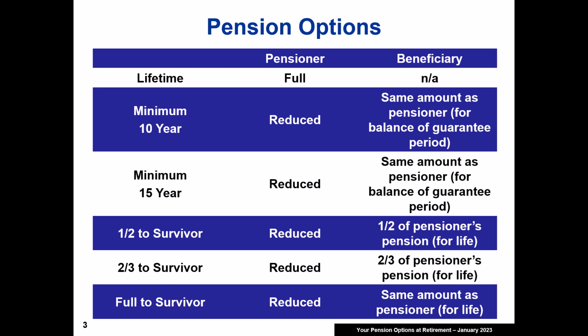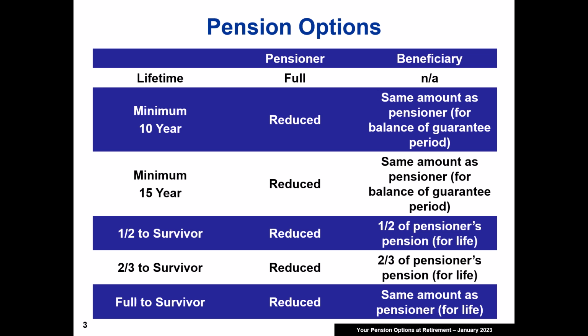Minimum 15-year, same concept. We are just extending the guarantee period. With the minimum 10 and 15-year options, you can change your beneficiary at any time within the guarantee period. The last 3 options are the survivor options. For these options, only a spouse or common law partner can be your beneficiary. If your spouse predeceases you, you cannot assign a new beneficiary and the pension will cease upon your death.